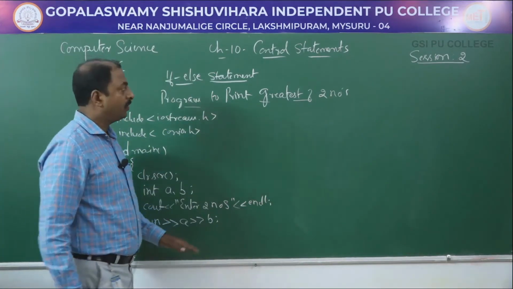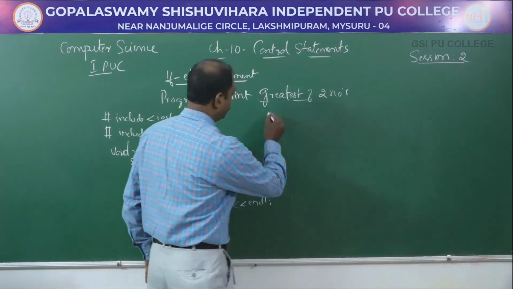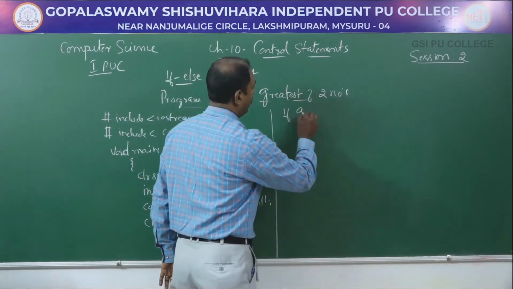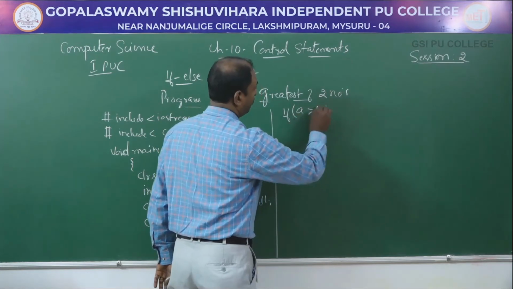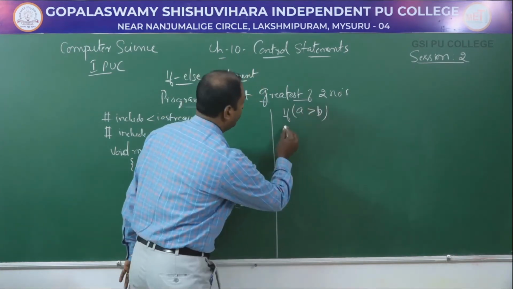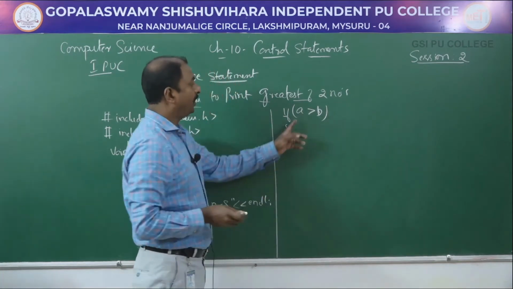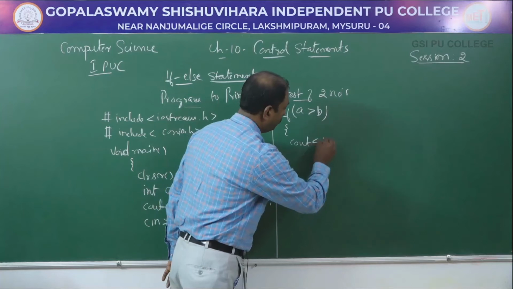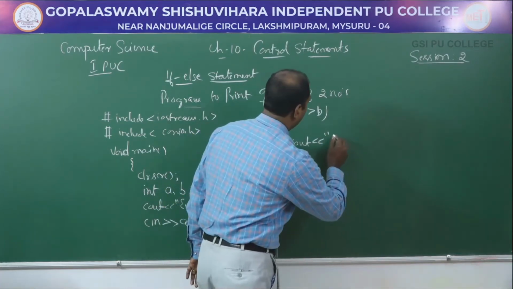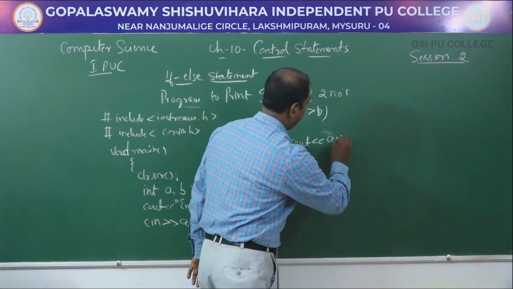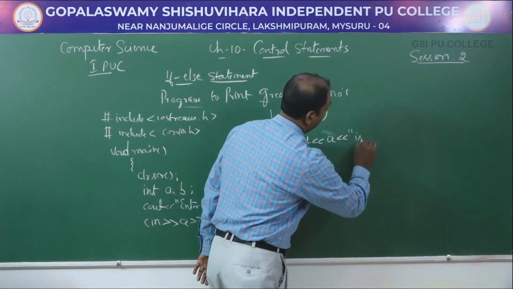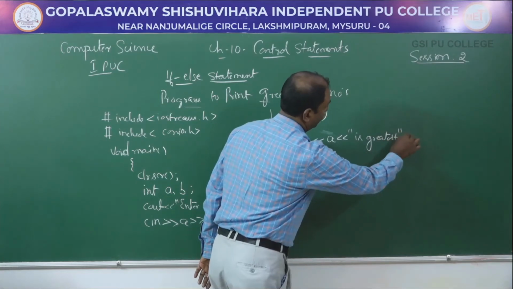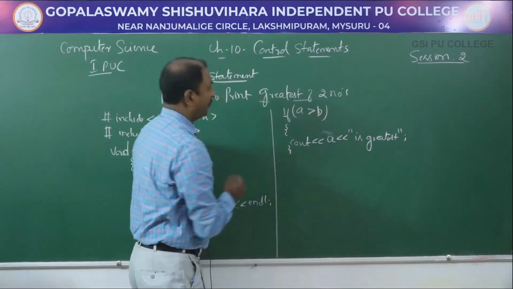After reading the values, we have to use conditions here. So here I say if a is greater than b, this is the condition. If the condition is true, it is supposed to print a as the greatest number. So here you say cout a, where a is the variable, and here say is greatest, and semicolon, close this bracket.